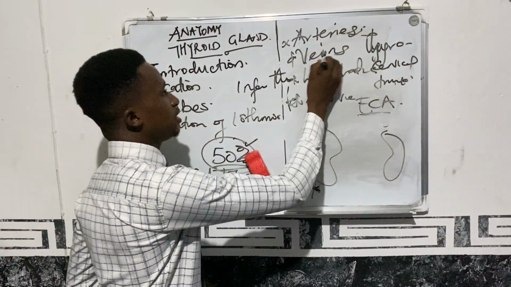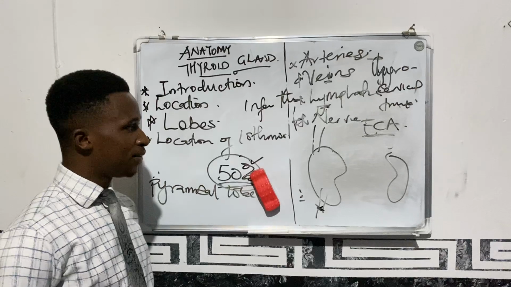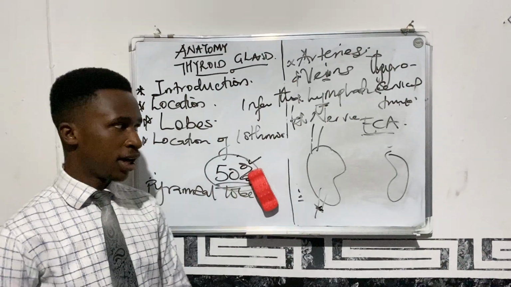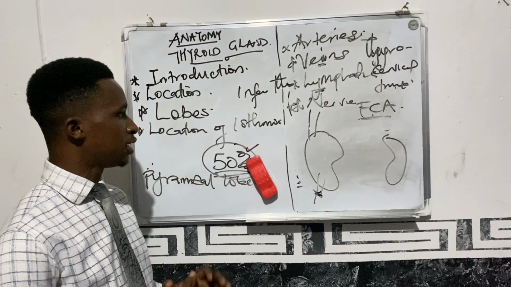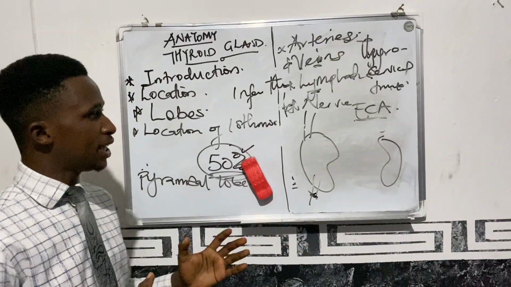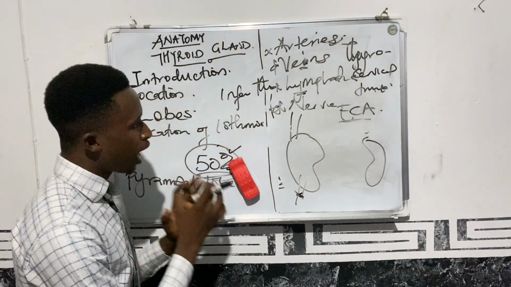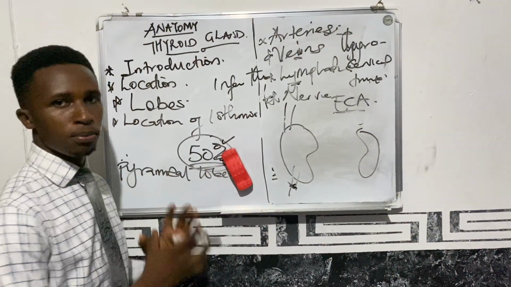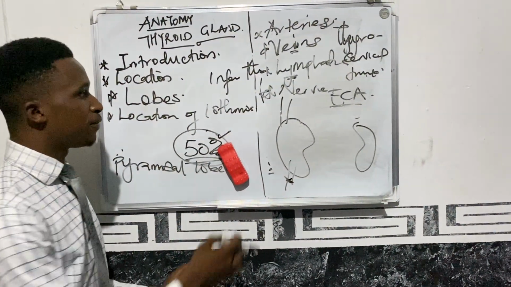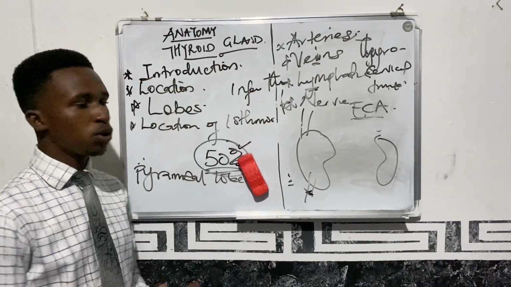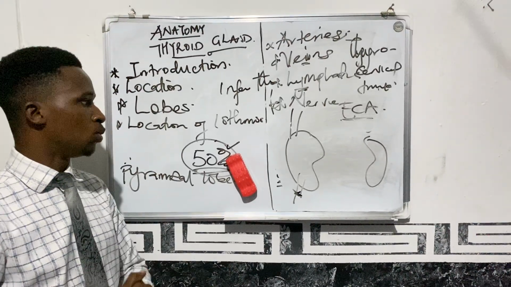With that, we talk about the veins that drain the thyroid gland. Unlike the arteries that supply the thyroid gland, the veins that drain the thyroid gland are 3, and they are superior thyroid vein, middle thyroid vein, and the inferior thyroid vein. These veins may be accompanying veins or non-accompanying veins. When you say accompanying veins, it simply means these veins may follow the course of the arteries. They follow the path where the arteries followed. When you say non-accompanying vein, they do not follow the path where the artery follows.